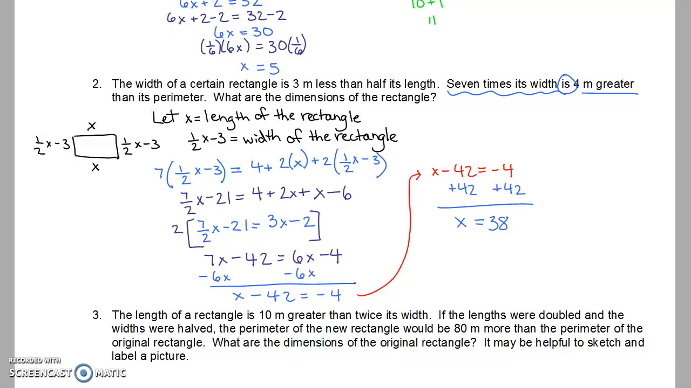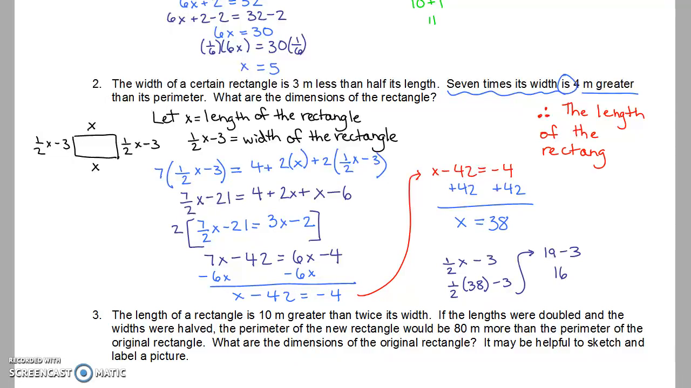To plug it back in to the width of the rectangle, we have half of 38 and then minus 3. And 19 minus 3 is going to give us 16. So this means the length of the rectangle is 38 meters and the width is 16. Make sure you include your units there too.